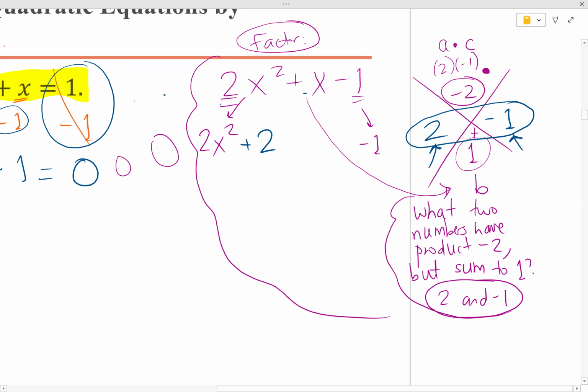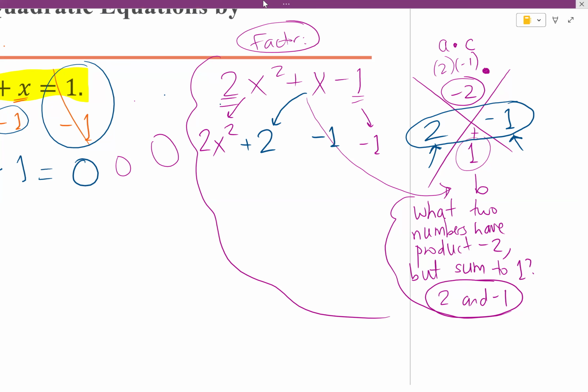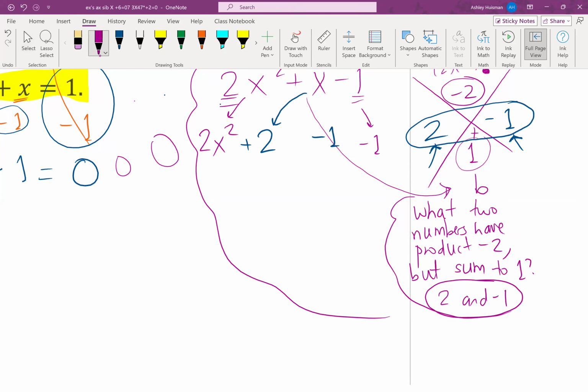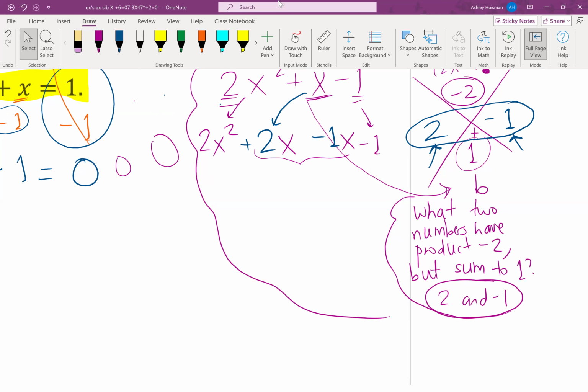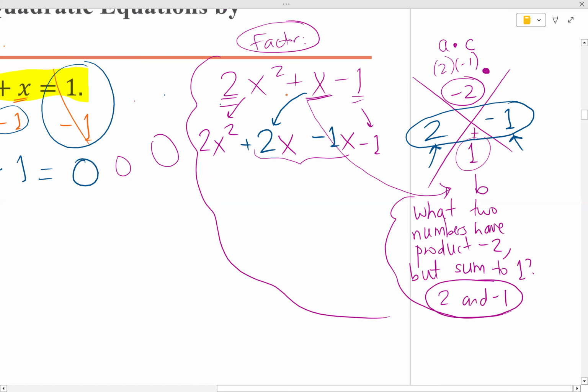So this guy was just an x, but now it's going to be a plus 2x and a minus 1x. Which, like we said before, I just rewrote it in a different way. The 2x and the -1x add up to this x. So I didn't really change the trinomial. I just kind of split it up. I made it look messier, which seems like it's not helpful, but it will be helpful.